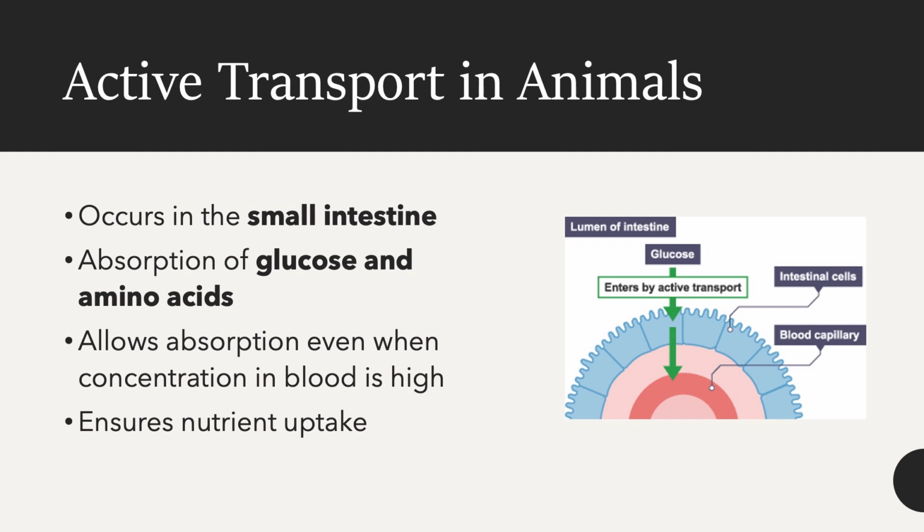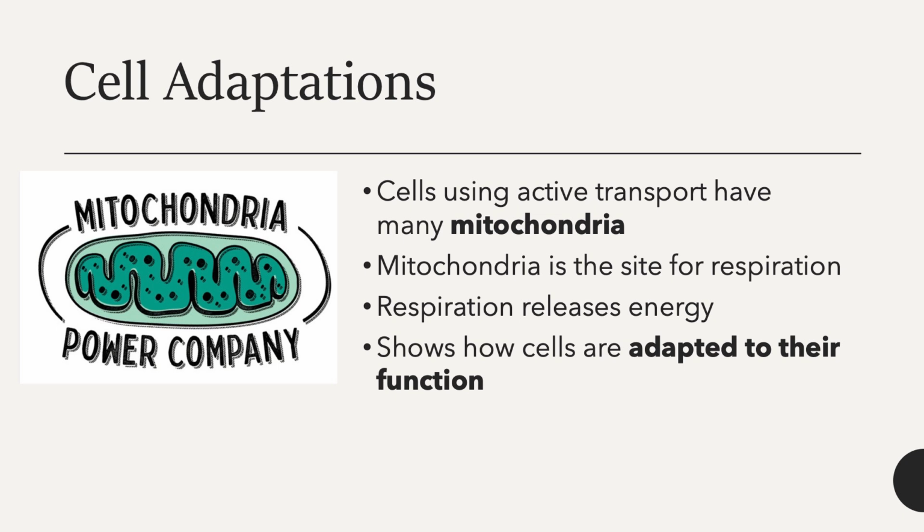In animals like humans, in the small intestine, glucose and amino acids are absorbed into the bloodstream by both diffusion and active transport. This ensures that useful nutrients are fully absorbed after digestion, even if the concentration in the blood is already high. Because active transport requires energy, cells that carry out a lot of active transport contain many mitochondria, which can provide the energy needed through respiration. This shows how cells are adapted to their function.